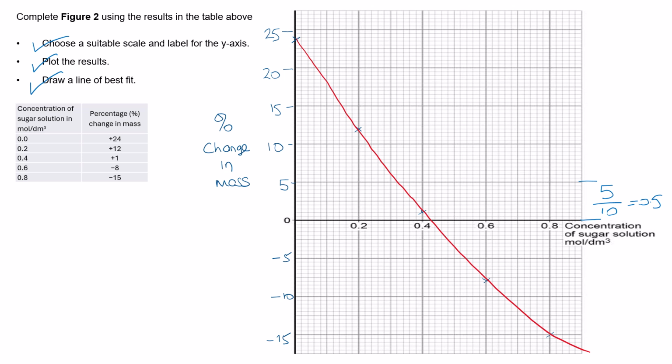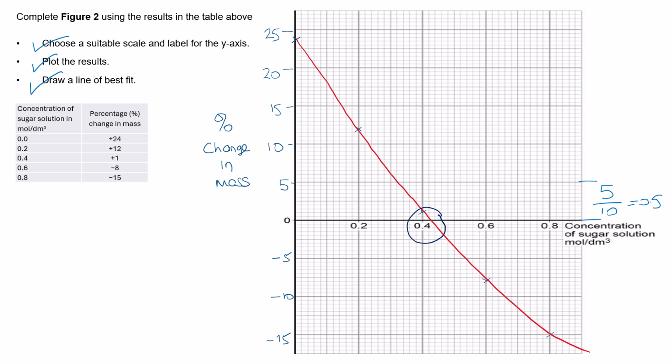Once you've drawn in your line of best fit, you can then work out what the concentration of the cell sap is inside the cells. This is where your line of best fit crosses the x-axis here. And again, you would have to work out what your scale is going across the x-axis.